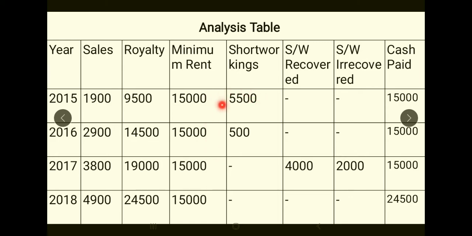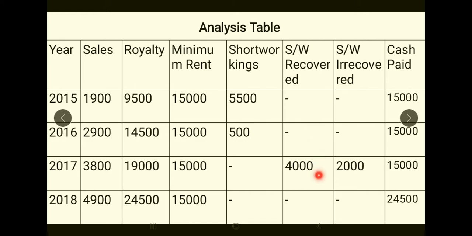Now what is short workings? Short working is excess of minimum rent over royalty. When minimum rent is more than royalty, the difference between these two will give you short workings. So 15,000 minus 9,500, 5,500, 15,000 minus 14,500, 500 rupees. Now here we don't have short workings because royalty is more than minimum rent. Here also royalty is more than minimum rent, so no short workings.